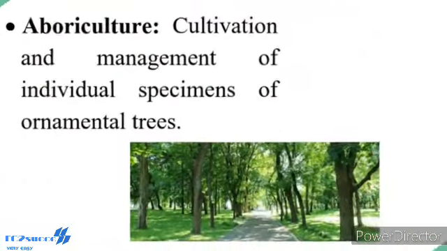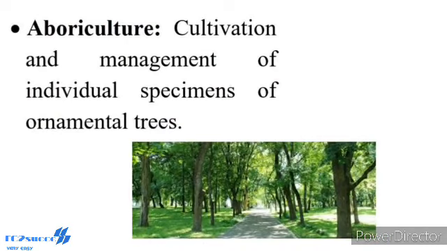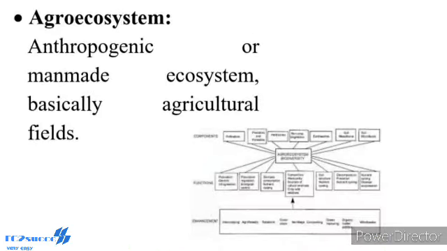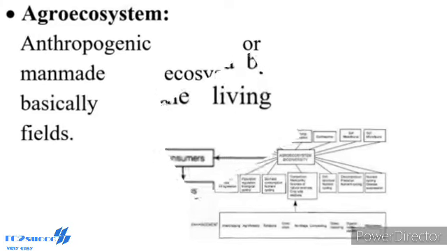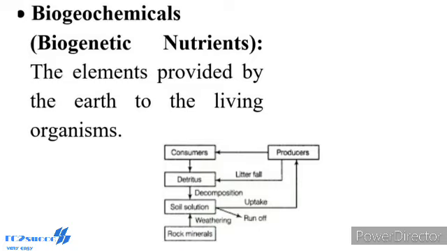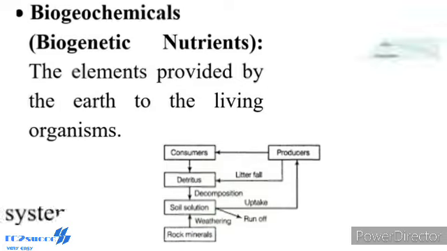Important terms: arboriculture, cultivation and management of individual specimens of ornamental trees. Next one, agroecosystem, anthropogenic or man-made ecosystem, basically agricultural fields. Next one, biogeochemicals, otherwise called biogenetic nutrients, the elements provided by the earth to the living organisms.